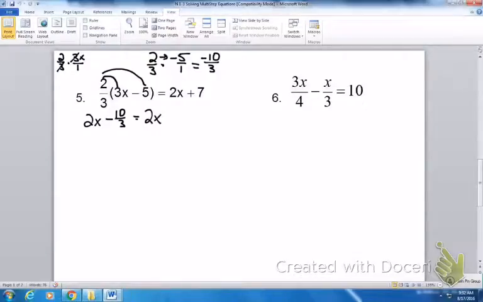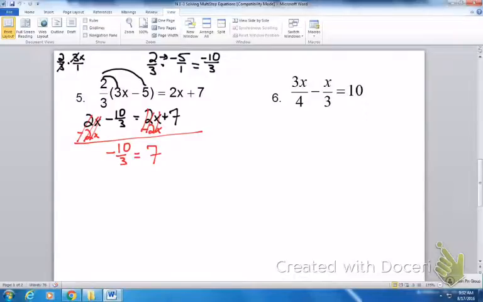Then I have equals 2x plus 7. No distribution needed. So now, guys, I know there's a fraction, but big deal. Let's worry about variables first. It looks like no matter which side I move, I'm going to have to subtract 2x. So I'm going to do that to both sides. Well, 2x minus 2x cancels. Leaves me negative 10/3 equals 2x minus 2x cancels and says it equals 7.